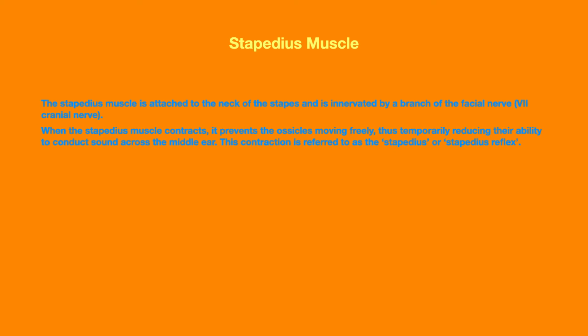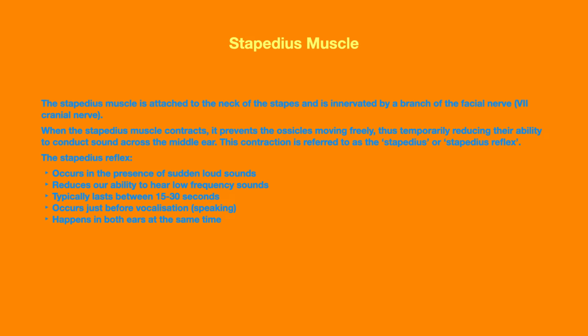The stapedius muscle is attached to the neck of the stapes and is innervated by a branch of the facial nerve, the 7th cranial nerve. This also controls the muscles of the face. When the stapedius muscle contracts, it prevents the ossicles from moving freely, thus temporarily reducing their ability to conduct sound across the middle ear. This contraction is referred to as the stapedius reflex. The stapedius reflex occurs in the presence of sudden loud sounds and reduces our ability to hear low-frequency sounds. It typically lasts between 15 and 30 seconds.